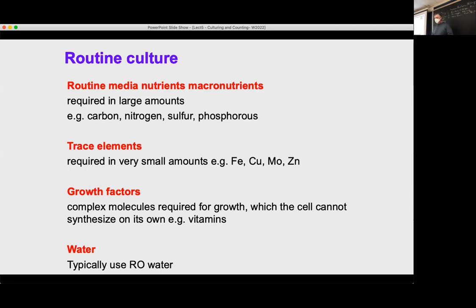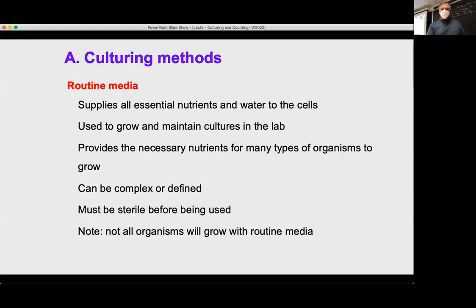Okay, so the first thing, the idea of media, is there's routine media. Routine media is just a generic sort of media for all kinds of organisms. Hopefully, lots of different kinds of things can grow on it. The problem with routine media is not everything can grow on it. Routine media will supply, like it says, essential nutrients and water to cells. And you use routine media to maintain your cultures.